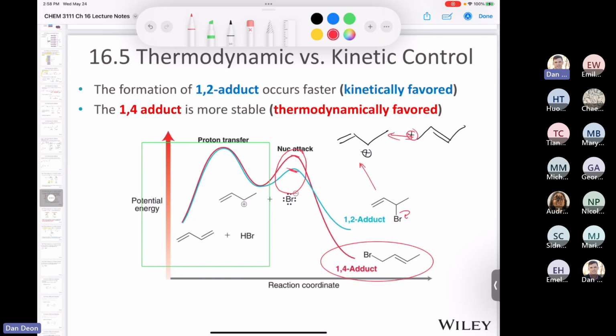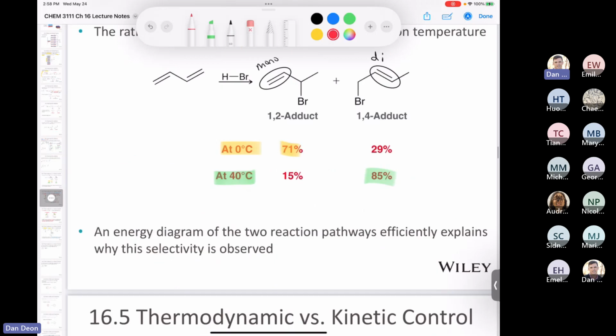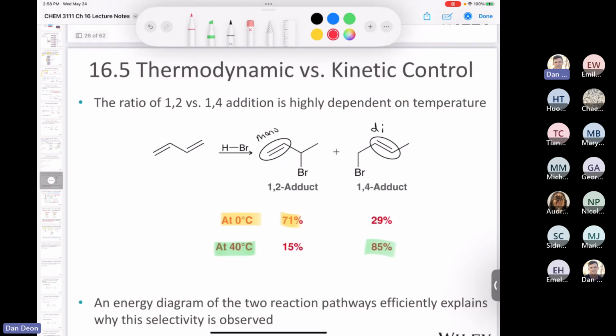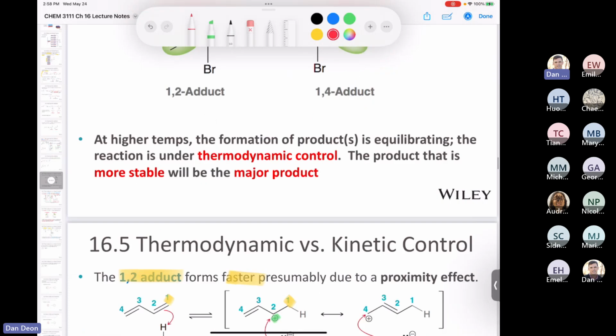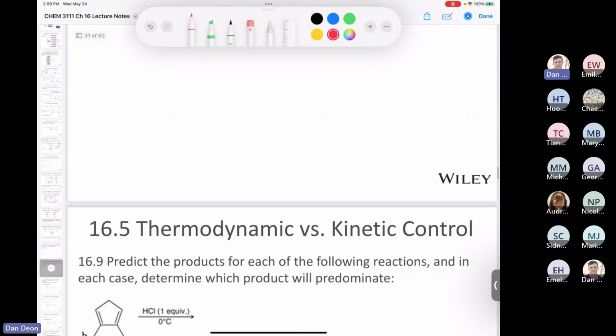Really, all you need to memorize as chemistry 3111 students is at low temperature, you're going to have the 1,2 adduct predominating, and at high temperature, it's going to be the 1,4 adduct predominating. That's about it. All right. So with all that in mind, let's take a look at a problem here.